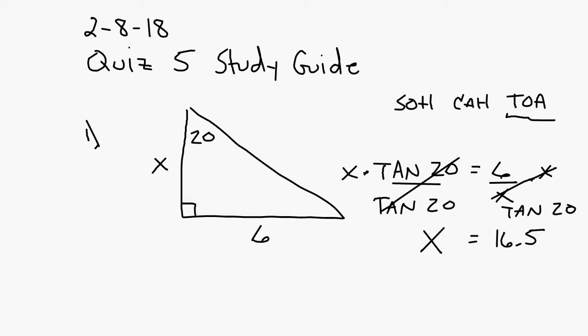What? I got 16.48. Yeah, that's 16.48. Well, like I said, the directions say round to the nearest tenth. So set your calculator to second fix 1.